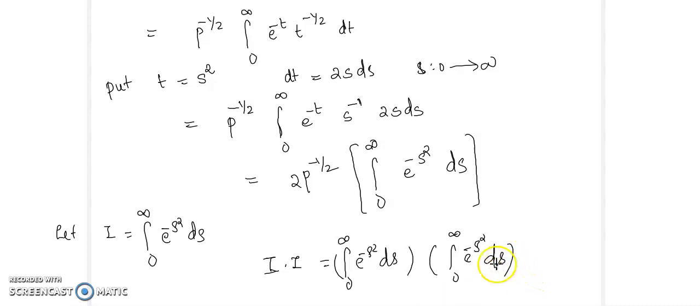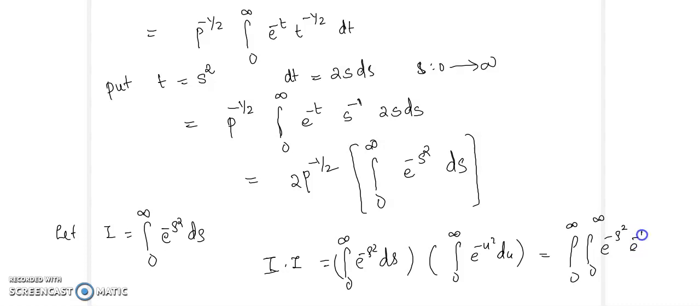Now, instead of s, I will use a different parameter for the second integral. That is e raised to minus u square du. So this will be I into I. Now let us combine these two integrals. You will get the integral from 0 to infinity of e raised to minus s square e raised to minus u square ds du.